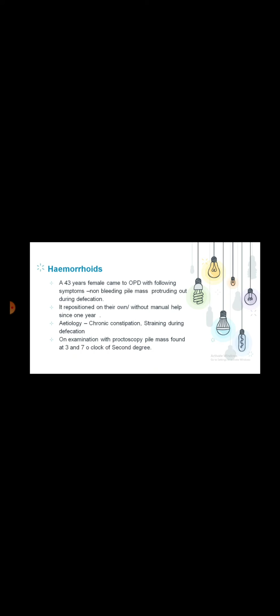This kind of case is an external and internal hemorrhoid, based on the pile mass which is out and non-bleeding. Even the internal pile mass is not bleeding much, because the patient has no trauma. Even though there is chronic constipation, the patient does not get trauma during defecation or straining. Next slide, please. Basically the patient has piles but no bleeding, only the pile mass is protruding. The diagnosis is second degree internal hemorrhoid.